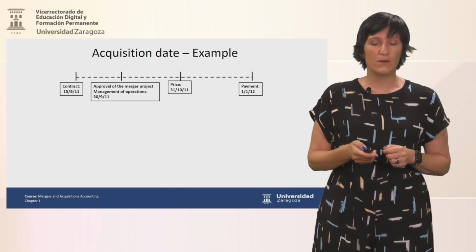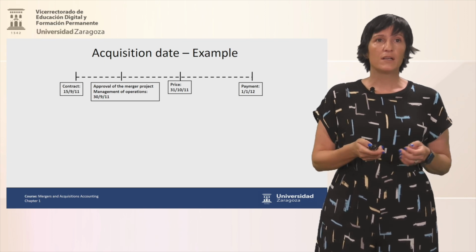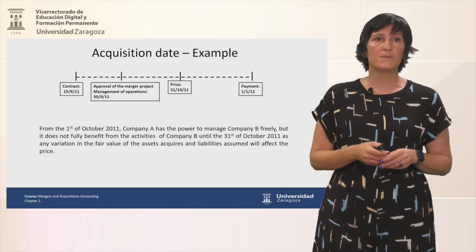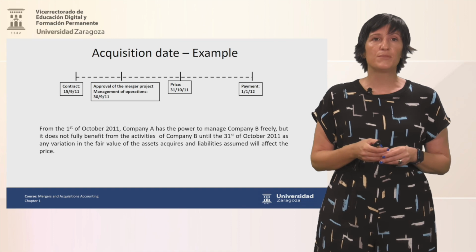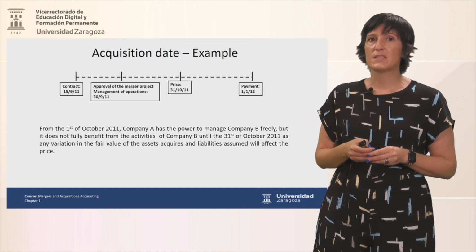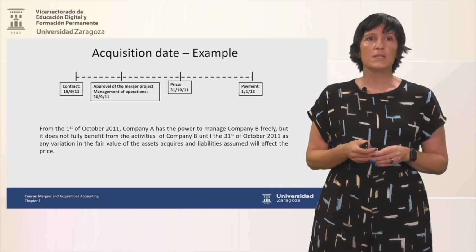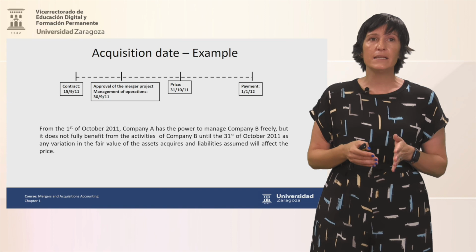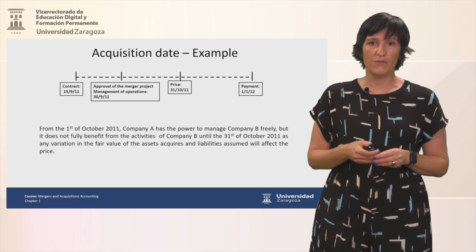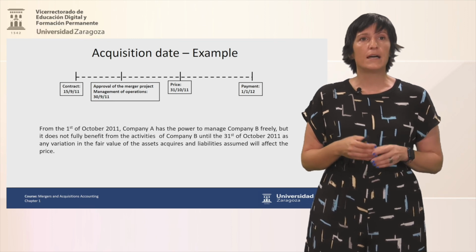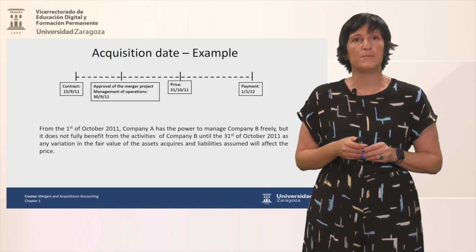As an example, we have here the several dates of a merger agreement: when the contract was signed, the 15th of September, when the general meeting approved the merging process, when the price was established, and when the price was paid. So we need to consider that for any merger, the key starting date will be at least when the merger project has been approved. So if you look at the soonest, the date of this business combination will be the 30th of September.